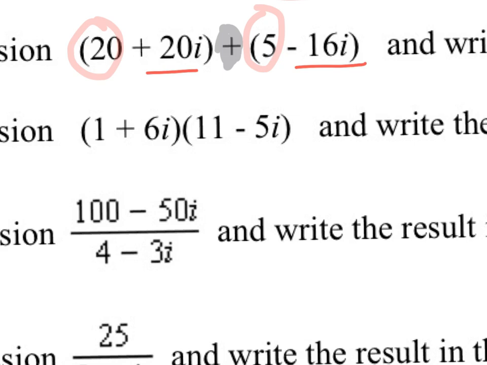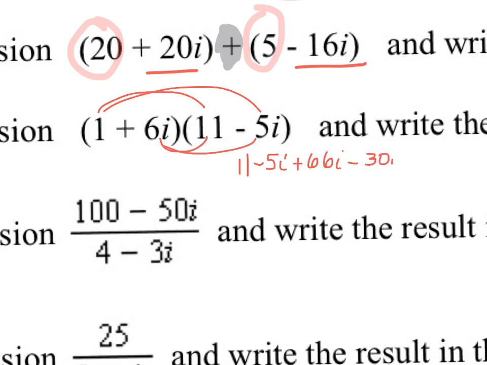What are we doing here? Multiplying. Do you see how the top one has a plus sign in the middle? The bottom one does not. What do you need to remember? I times I is i squared. i squared equals negative 1. You switch the sign. So FOIL. 1 times 11 is 11. 1 times negative 5i is minus 5i. 6i times 11 is plus 66i. 6i and negative 5i, negative 30i squared.